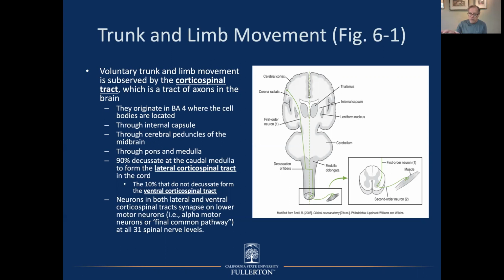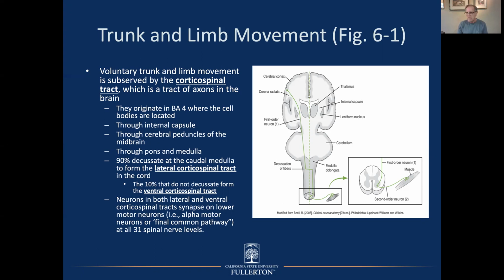It's out in the lateral funiculus. 10% of them, or so, I think I might have said 15%, but roughly 10 to 15% do not decussate. And they continue on down the same side they originated, and they form the ventral cortical spinal tract in the ventral funiculus of the spinal cord. Neurons in both the lateral and the ventral cortical spinal tracts then synapse on the lower motor neurons, which have several names.